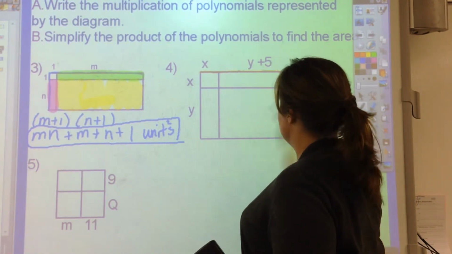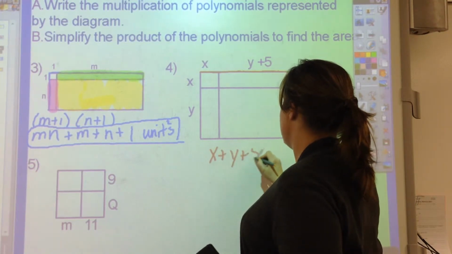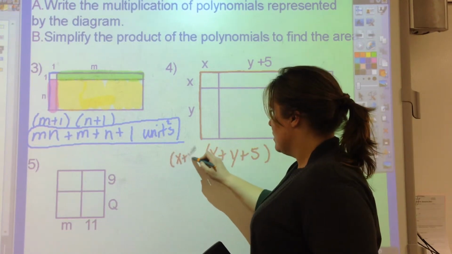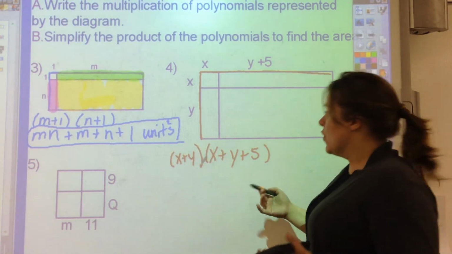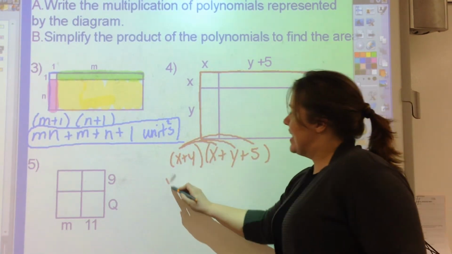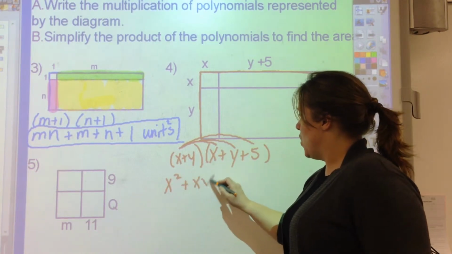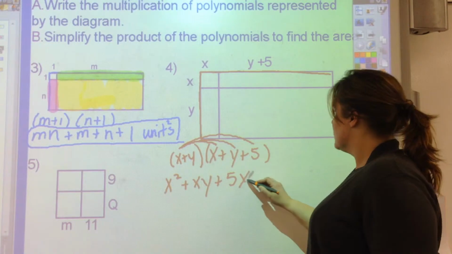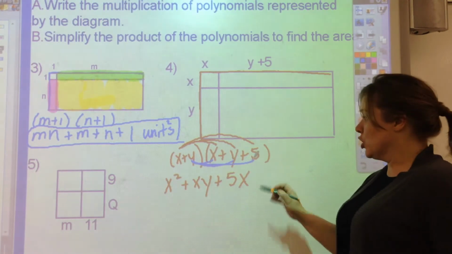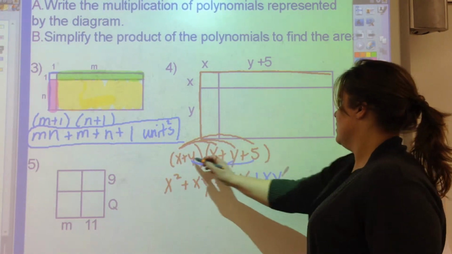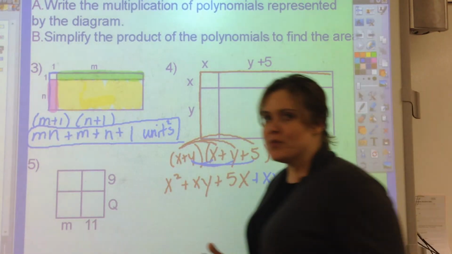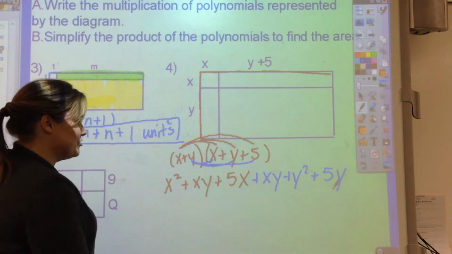First of all, my length is going to be x plus y plus 5. And my width is simply going to be x plus y. Now I'm going to do the same thing in FOIL. First, I'm going to take the first term times each term, and I get x squared plus xy plus 5x. And then I'm going to take my last term and multiply it by each term, and I get xy here, y squared, and 5y. Hopefully you remember FOIL from last year in Algebra 1.